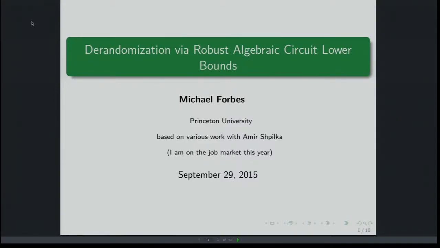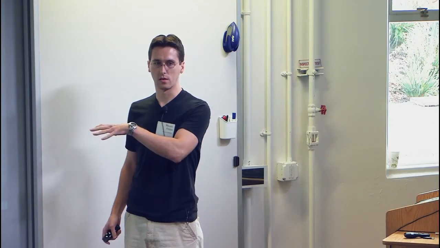So I want to talk about algebraic circuit lower bounds, and if you have such lower bounds, what do you get in terms of derandomization? This will sort of be a vignette of recent work. It's not going to be the latest and greatest, but it's a nugget which I hope you can take away. It's going to be taking these algebraic circuit lower bounds, making them robust in some way, and saying that they immediately give some derandomization. This is based on various joint works with Mirishpilka.